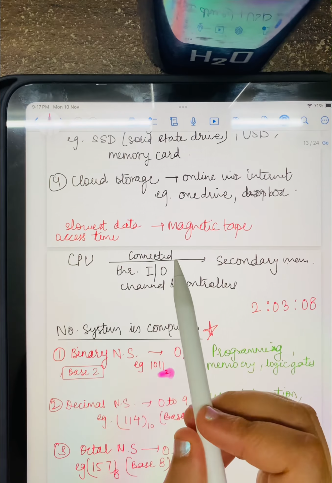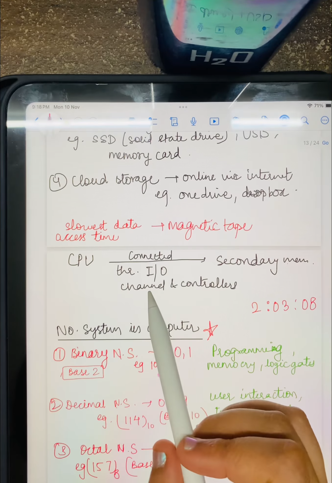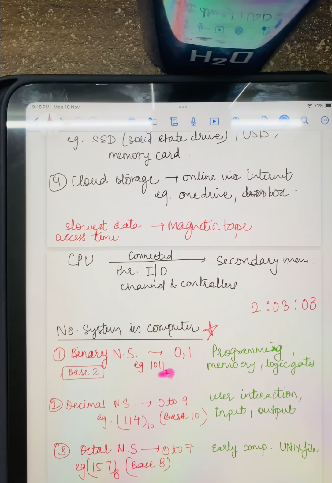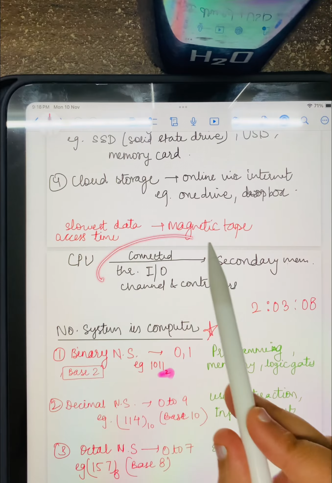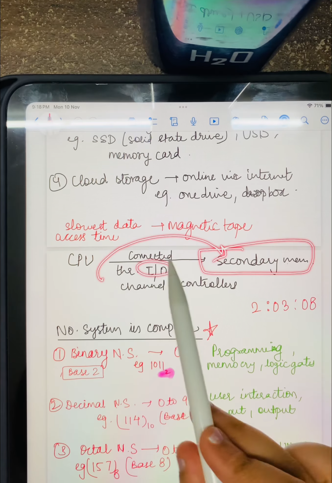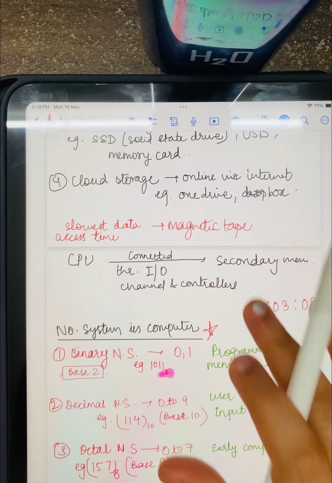So the CPU is connected to secondary memory through input output channels and controllers.